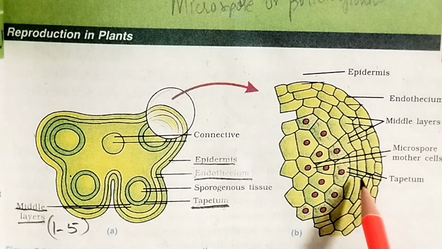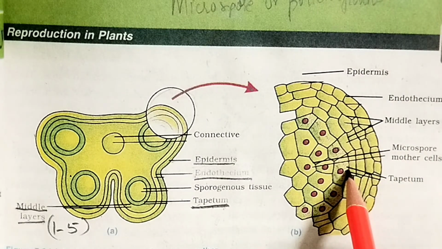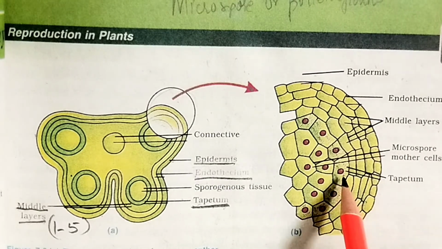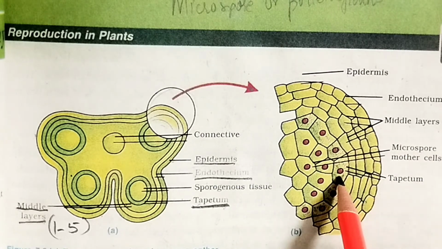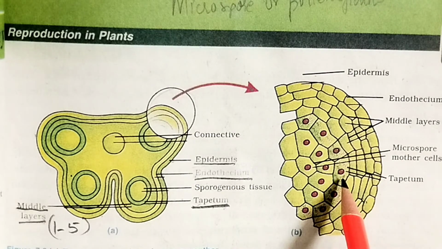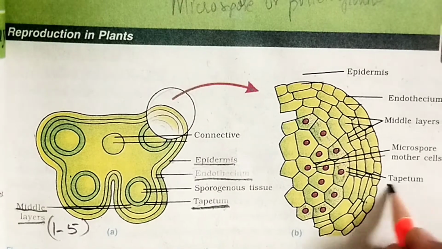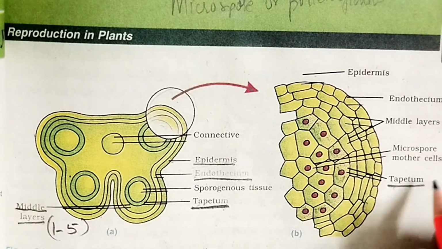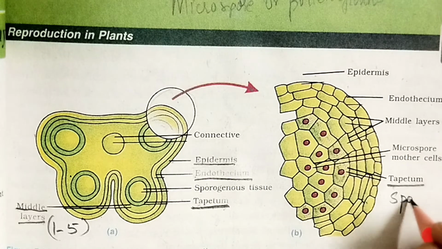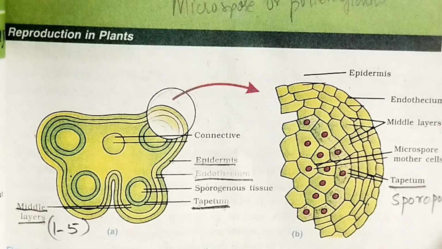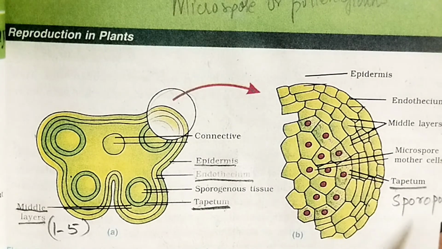Now apart from these, the tapetum will help in nourishing the developing pollen grains, and the cells of this tapetum possess dense cytoplasm. Here you can see the cytoplasm is very dense and it will have more than one nucleus in the cells. Now this tapetum also contains a special organic material called sporopollenin. Sporopollenin is a very hard structure and can also withstand high temperatures.